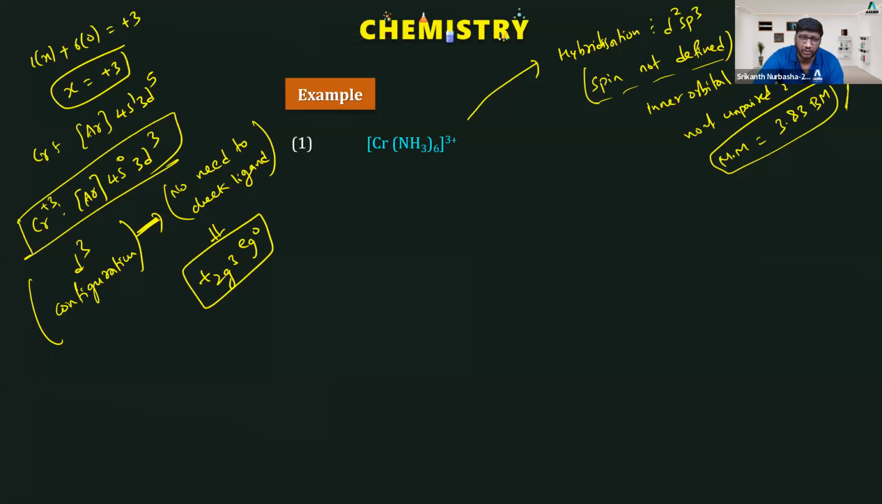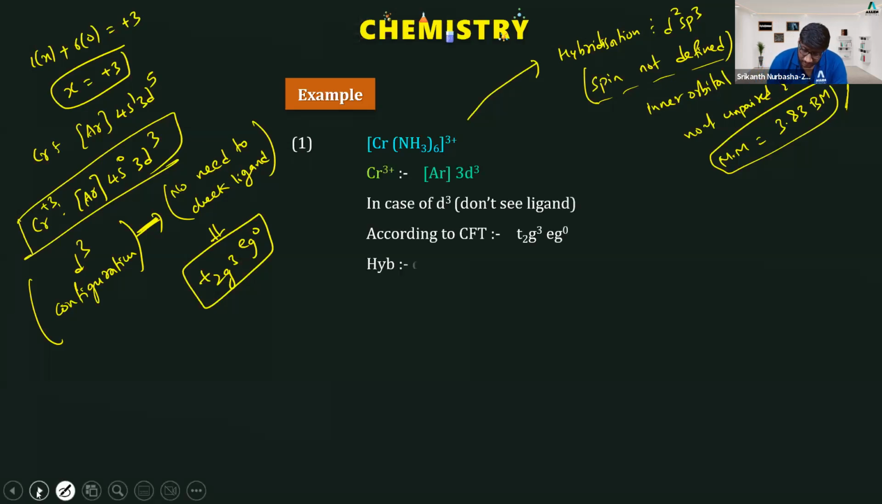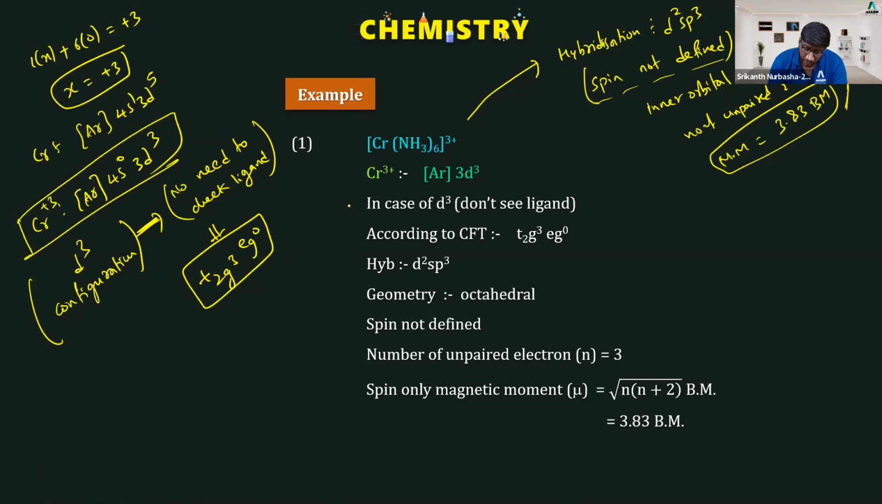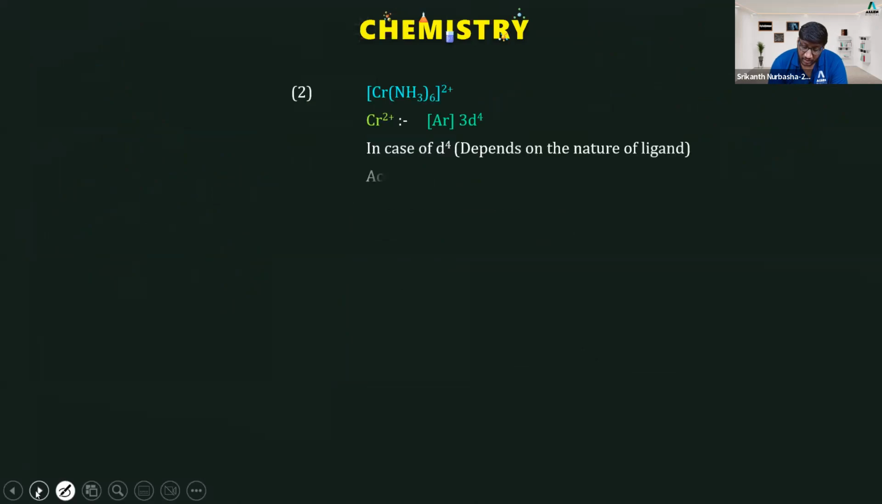Is this clear, students? Is the example clear or not? Yes, d2sp3, very good. Very simple case. All the points whatever we have discussed: in case of d3, don't see the ligand, according to CFT it is t2g3 eg0. Now we should comment more according to CFT. You should not say that ammonia is a strong field ligand, so pairing of electrons occurs. No, not like that. Based on CFT only, you have to argue. Try to comment on this.